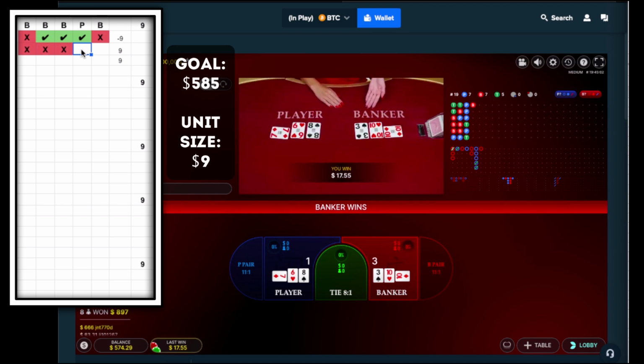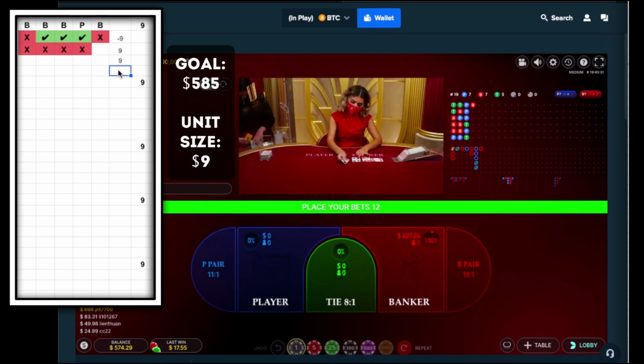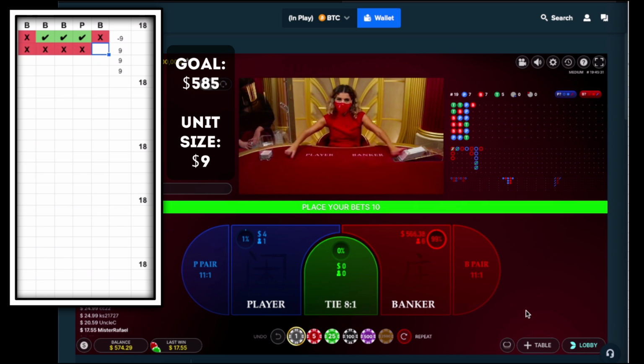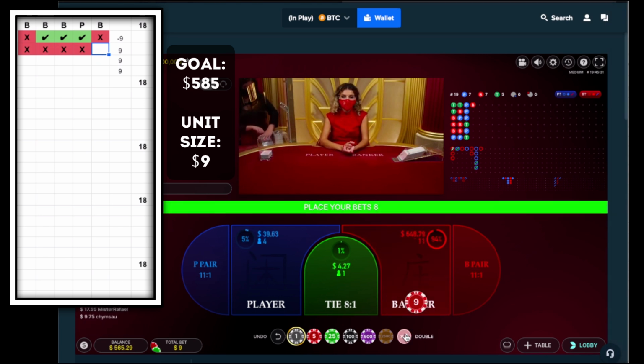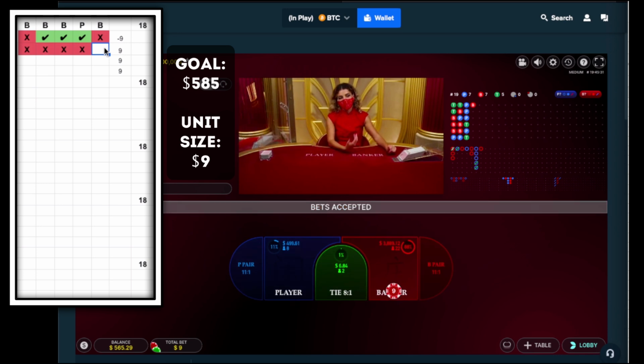Okay, we do pick up the X, +9. Looking for a check mark here. So I'll keep my bet on banker at +2 right now. So if we win this, we would hit our +3 win goal for the shoe.